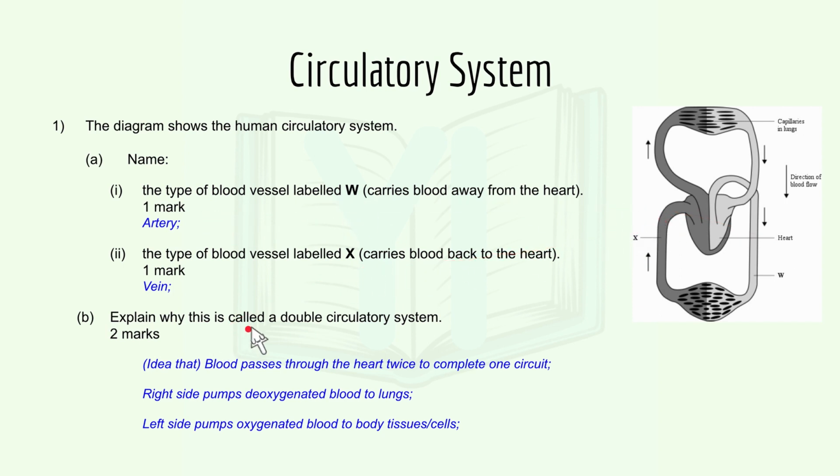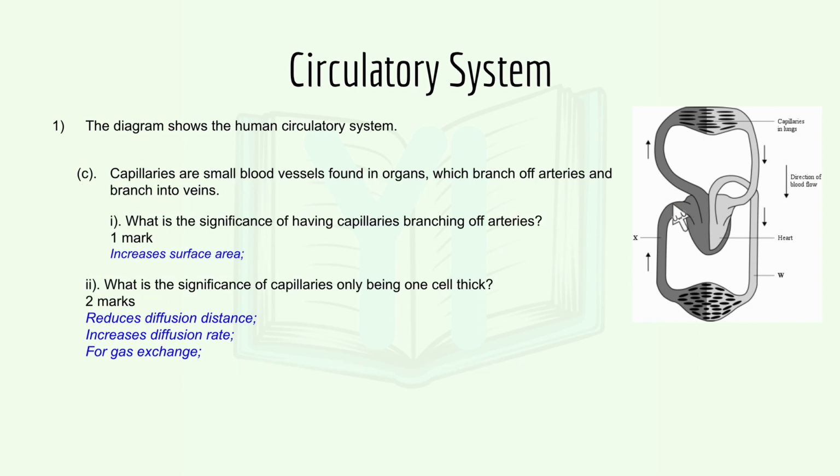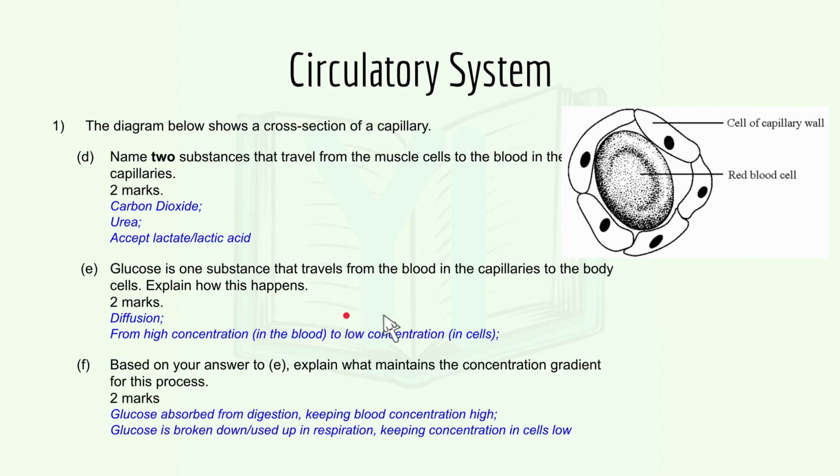And explain why this is called a double circulatory system. You can talk about the idea that blood passes through the heart twice to complete one circuit. It goes up and down, then goes around and goes back to the heart. The right side pumps deoxygenated blood to the lungs, and the left side pumps oxygenated blood to the body or the tissue cells. And here are more questions you can have a read.